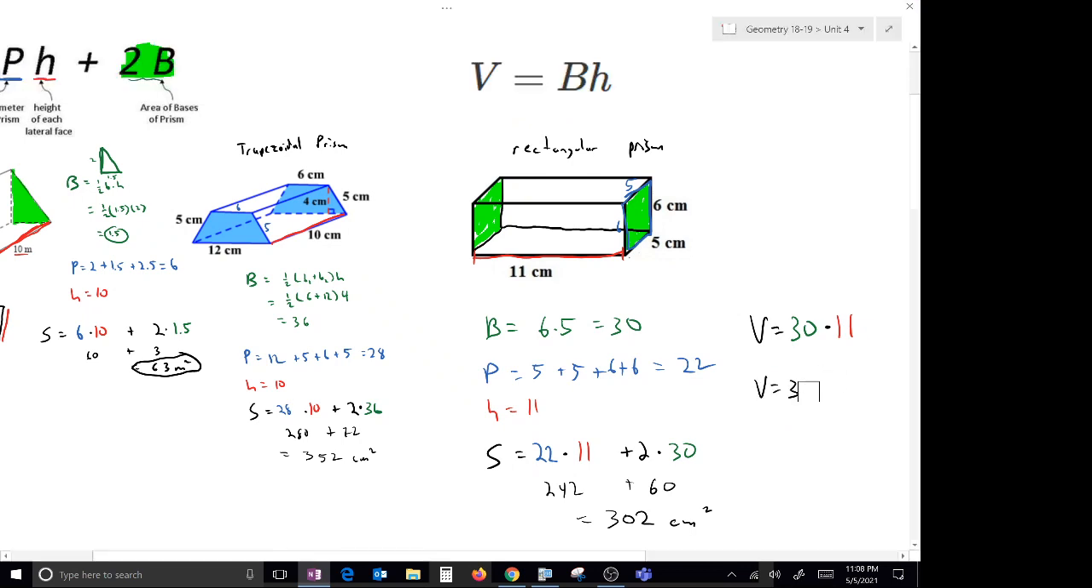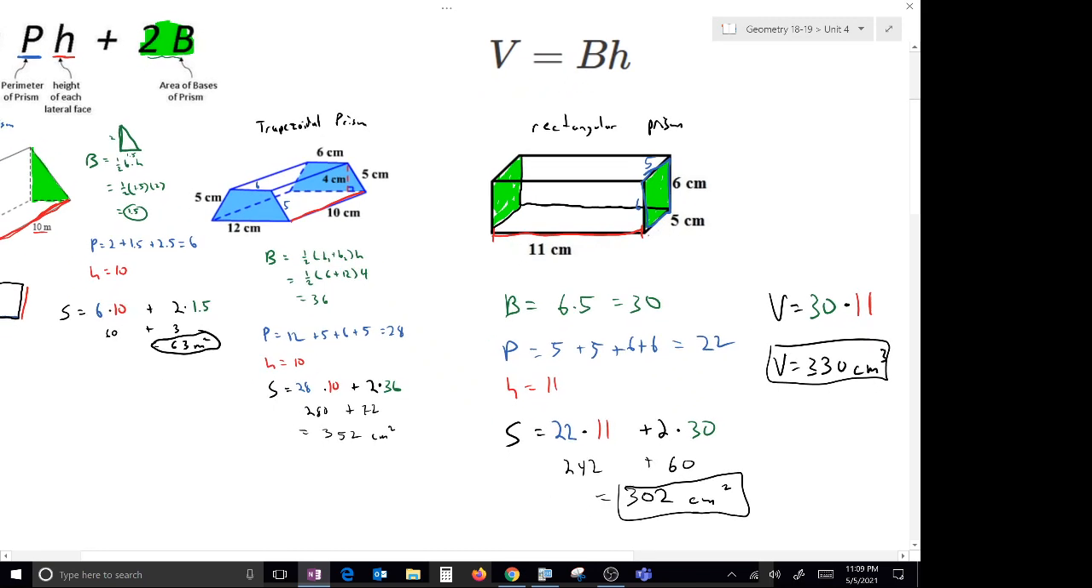Not 30. 330. And our units for volume would be centimeters cubed or cubic centimeters. So 302 centimeters squared for the surface area, 330 centimeters cubed for the volume.